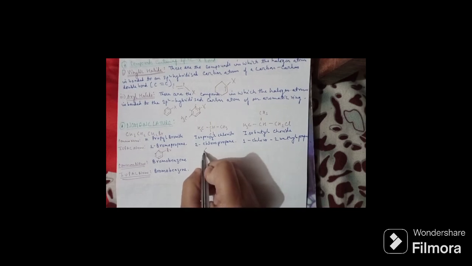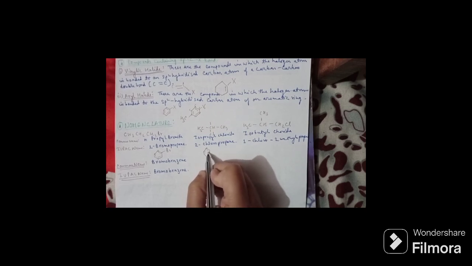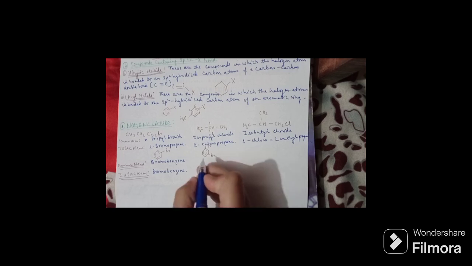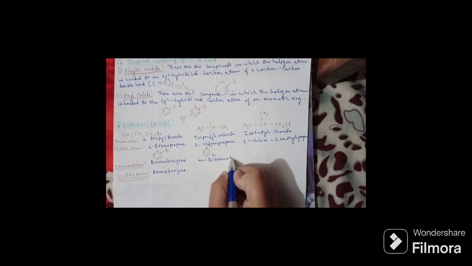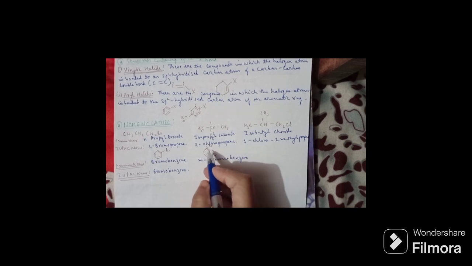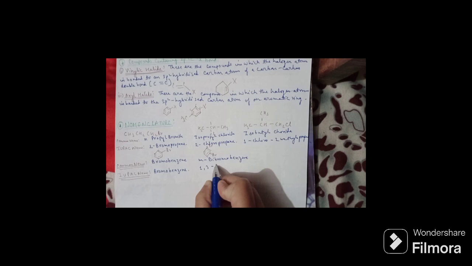Now for the other one, we have another structure. This is Br, this is also Br. So for that the common name we have is m-dibromobenzene, because here there are 2 bromines. So m-dibromobenzene. And the IUPAC name, because the bromines are on the first and third positions, first, second, third, fourth, so first and third, it will be 1,3-dibromobenzene.